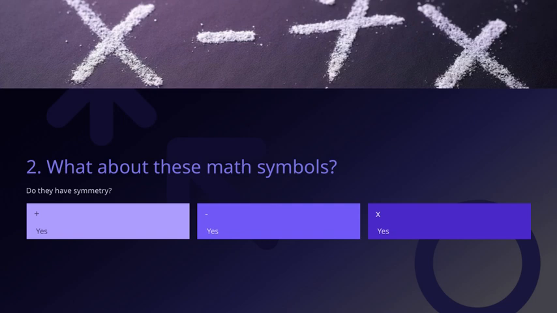These symmetries are more than just visual quirks. They connect to the overall theme of how symmetry appears in different forms, even in something as simple as math symbols. Recognizing these symmetries helps us see patterns and connections that might otherwise go unnoticed.